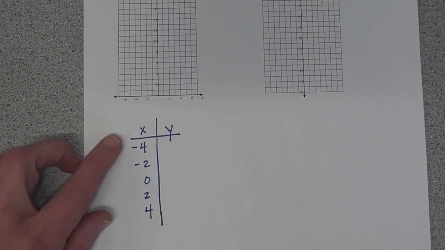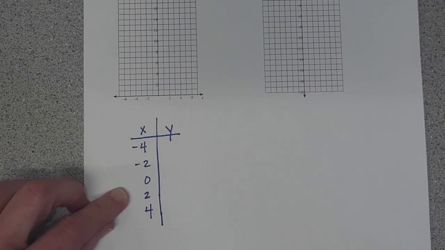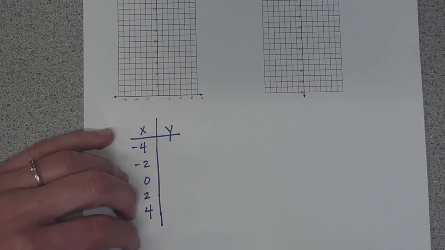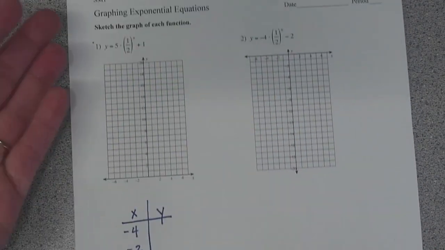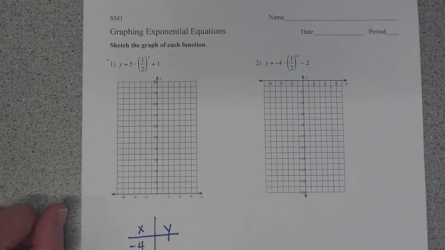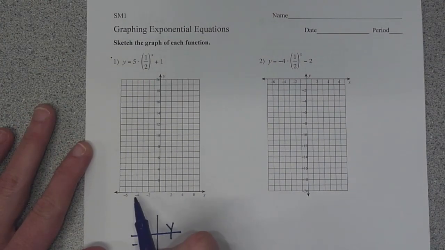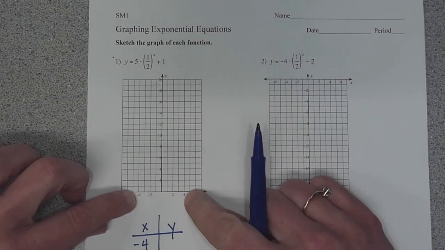So my table of values has -4, -2, 0, 2, and 4. And these are just the values that we recommend starting with, especially for our worksheets on graphing exponential equations. That way you get a well-rounded sort of middle of the x-axis. You kind of get from here to there.